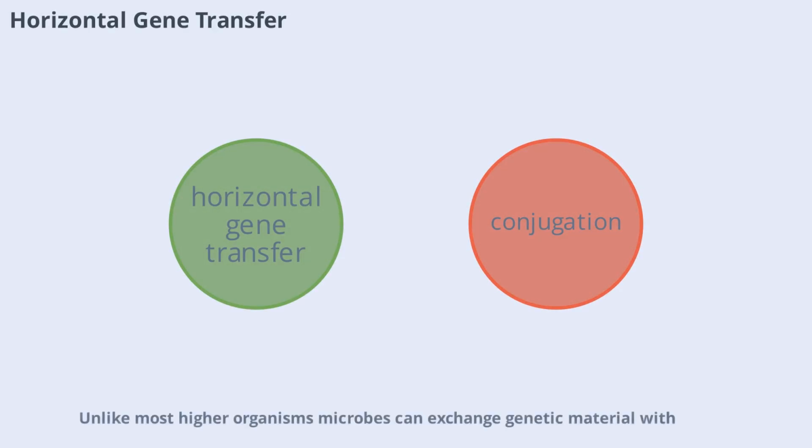Like most higher organisms, microbes can exchange genetic material with each other through horizontal gene transfer. This process allows them to acquire new traits rapidly, such as antibiotic resistance or the ability to metabolize new substances. There are several mechanisms for horizontal gene transfer, including transformation, transduction, and conjugation. This genetic flexibility is a major reason why microbes are so adaptable and can thrive in diverse environments.